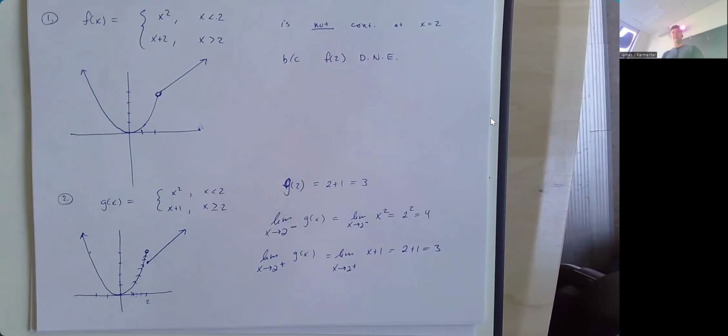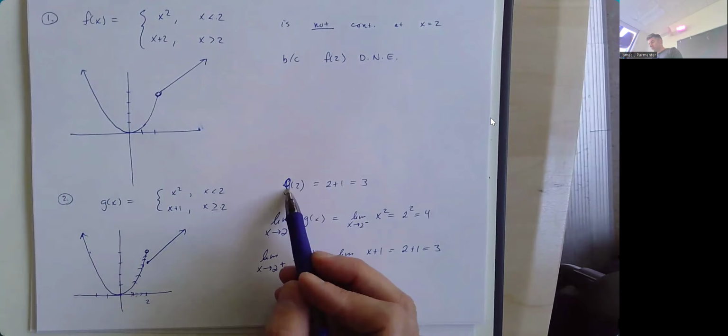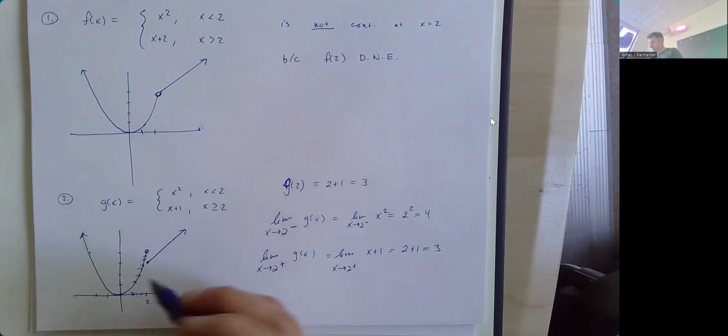So what we're saying there is that as x approaches 2 from the right, the function gets closer and closer to 3. It also happens to be true that if you plugged into this function, you would actually get 3, as we did in the beginning, right? G of 2 was in fact equal to 3.